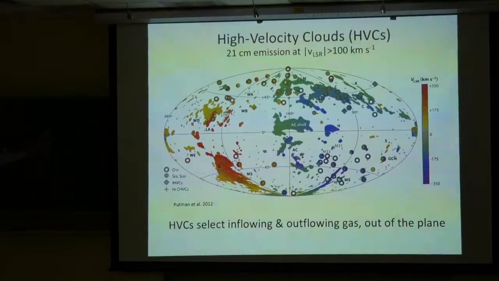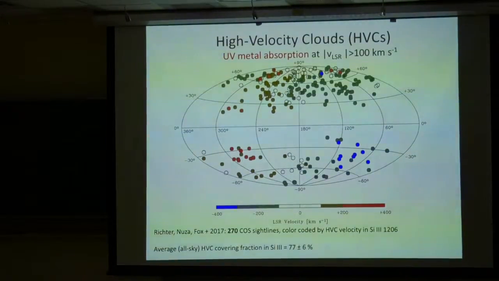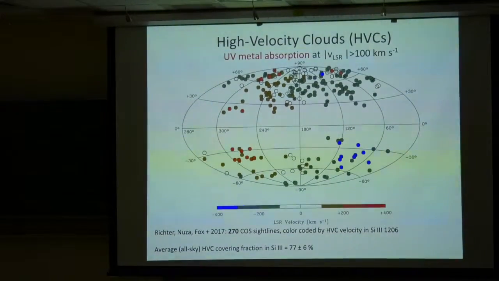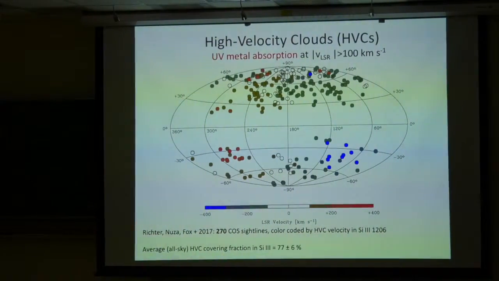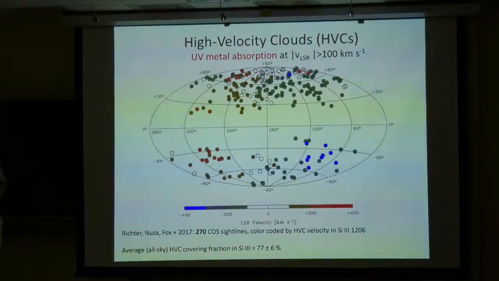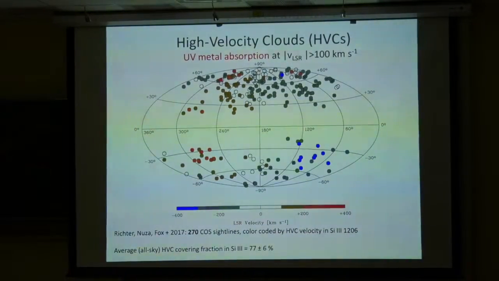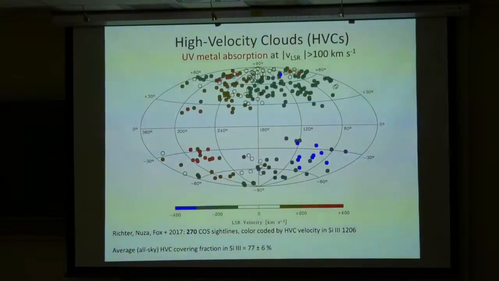So this is the map of the high velocity clouds in neutral gas, but we can study them in the UV. We now have several hundred sight lines with COS observations from Hubble. If you take a line like silicon 3, which is a very strong metal line in the UV, you can detect this line in, it turns out, about 77% of all the directions. So the sky covering fraction of UV high velocity clouds is very high. You take any direction through the halo, you've got more than a 75% chance of intercepting some gas. And again, this is the type of foreground material that we have to be able to distinguish from the galactic center.